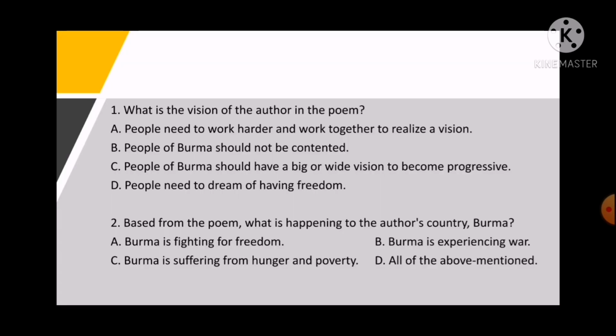What is the vision of the author in the poem? A. People need to work harder and work together to realize a vision. B. People of Burma should not be contented. C. People of Burma should have a big or wide vision to become progressive. Or letter D. People need to dream of having freedom.